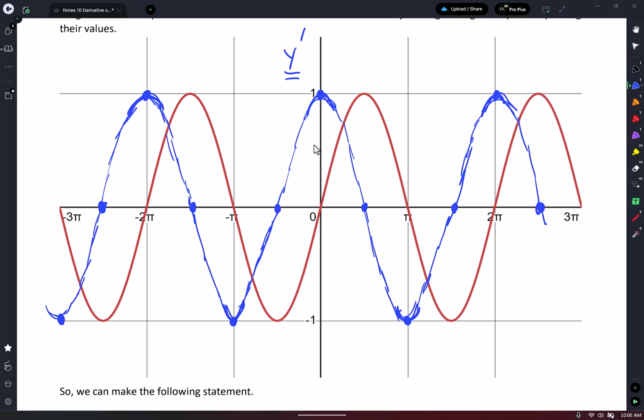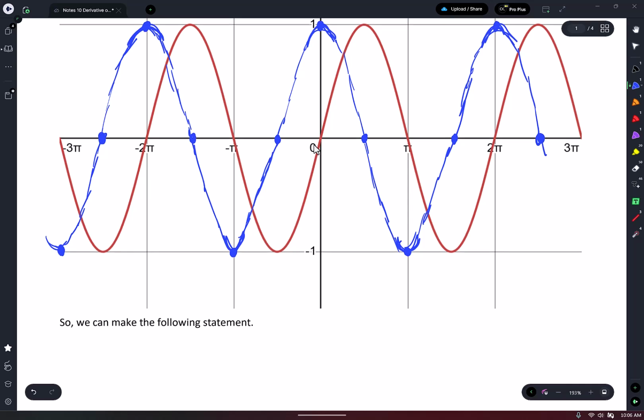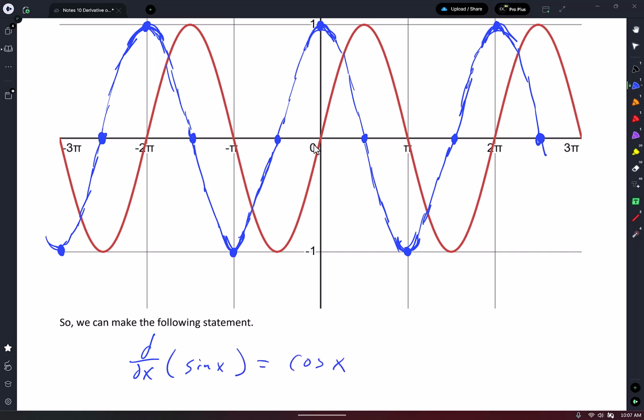What does that function look like? Yeah, that's cosine x. So we can make the following statement: the derivative of sine x is equal to cosine x. There it is. Isn't that cool?